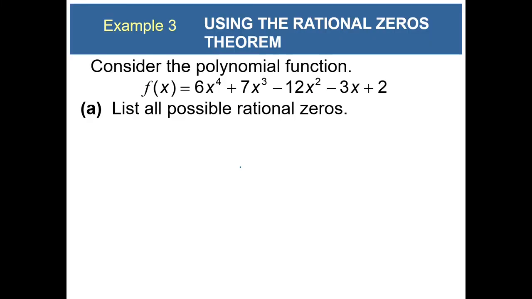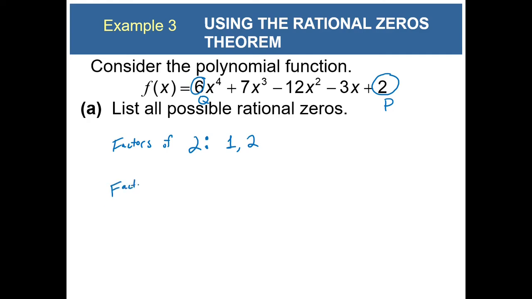Consider the polynomial function f of x equals 6x⁴ + 7x³ - 12x² - 3x + 2. According to the rational zeros theorem, we're going to use the 2 as our p, and the leading coefficient is going to be our q. First, I am going to list all of the factors of 2. The factors of 2 are numbers that divide into 2. So we have a 1 and a 2 are the only numbers to divide into 2.